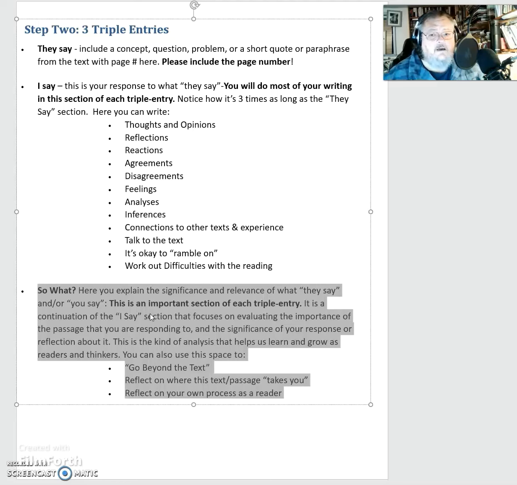Now, you're going to do this three times throughout the text. You have to have three triple entries. What I recommend is that you do one triple entry, they say, I say, so what, from the beginning of the text, and then another triple entry from the middle of the text, and then a third triple entry from the last few pages of the text.